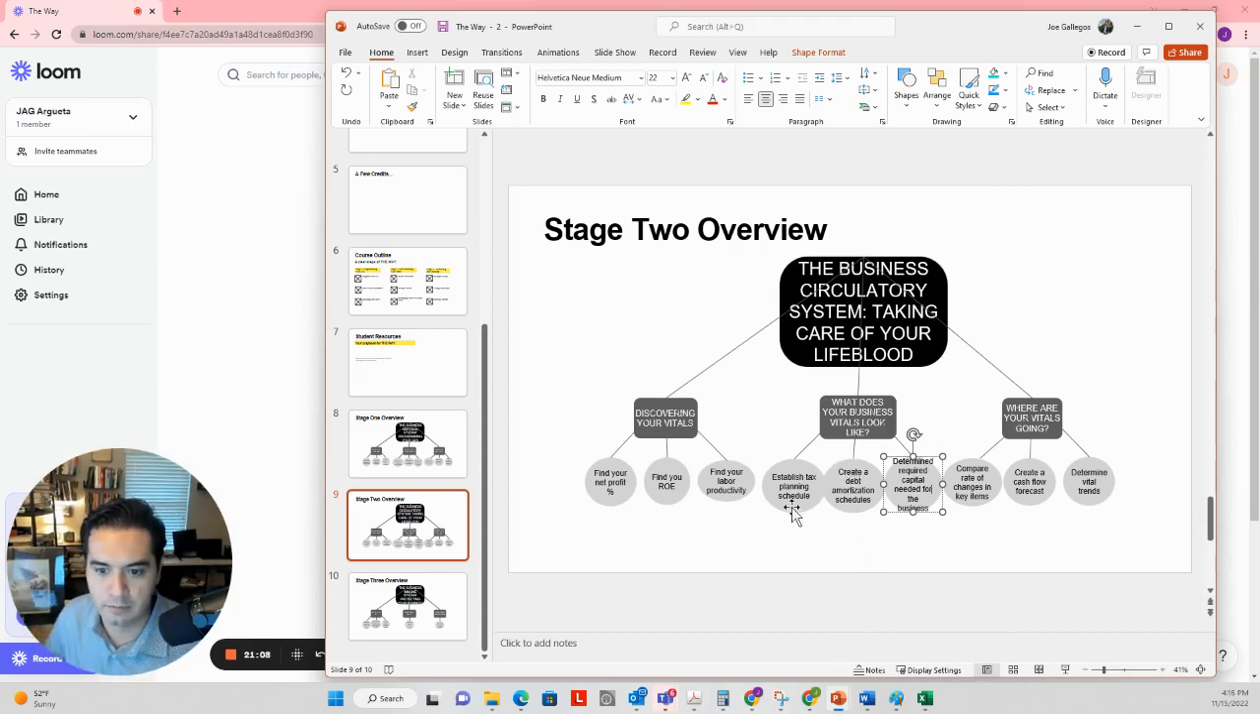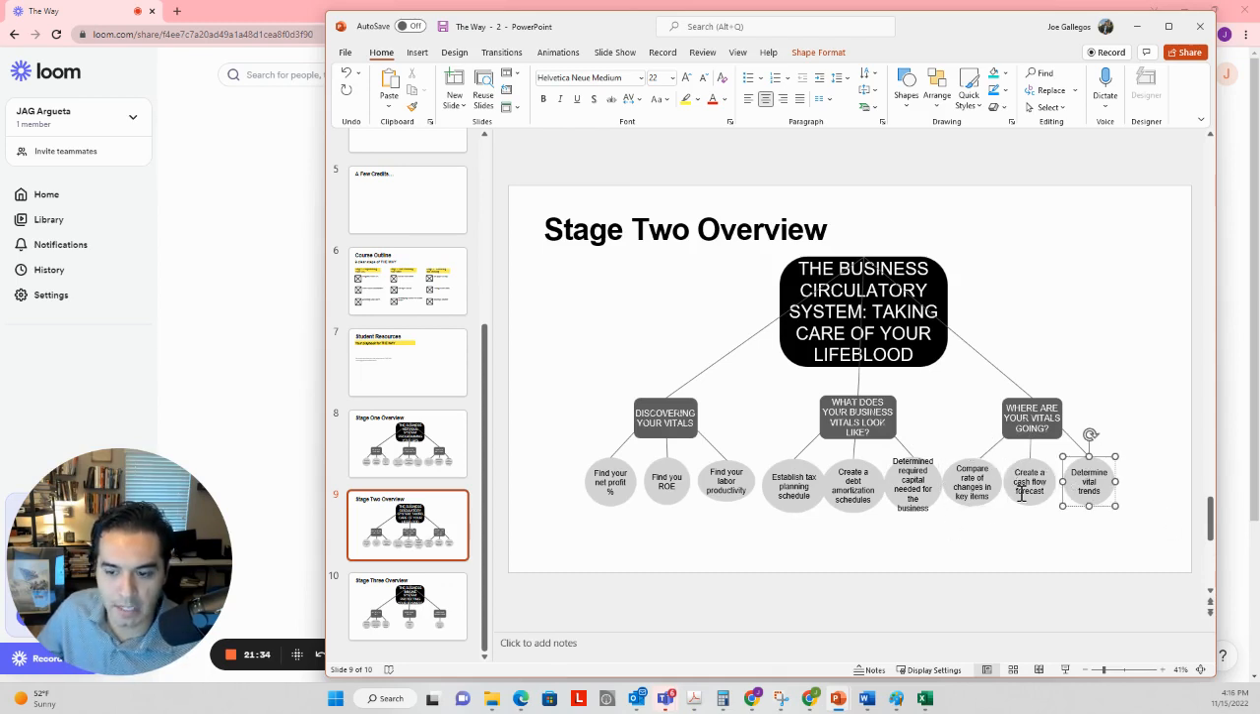Moving on from what you are prioritizing, what does your life look like? What do your vitals look like? We've talked about that: how you're planning for taxes, debt, and capital. Three items that are important. And then after that's been accounted for, pay yourself. And where are your vitals going?